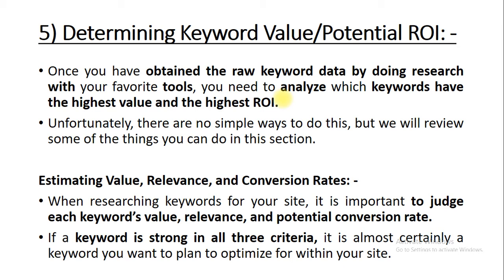So these all are the potential conversion rate keywords, right, through which people are going to convert, or once people are going to click on the website. So if a keyword is strong in all three criteria, number one keyword value, relevance and potential conversion rate, it is almost certainly a keyword you want to plan to optimize for within your website.